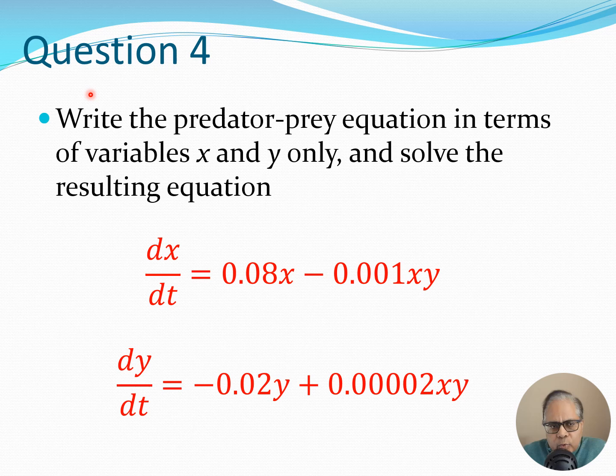So let's come to question number 4, and this is to write the predator-prey equation in terms of variables x and y only and then solve the resulting equation. Now, like I mentioned before, you cannot exactly solve this equation because there is this coupling present here because of the xy terms. So what we are going to do is get rid of time in these equations. Now, that's something which is not very difficult to do. Let's do it in the next slide.